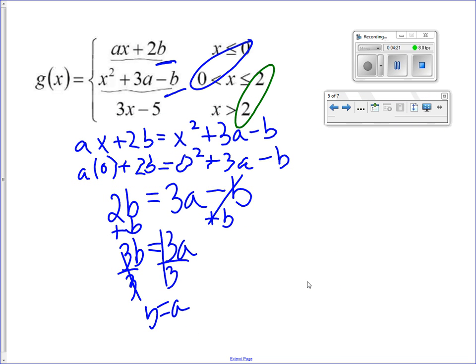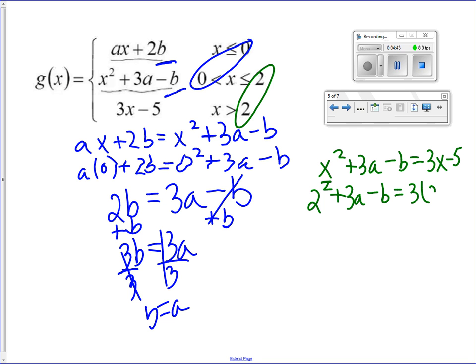Okay, so now we're going to check at 2. 2 is where the second and third branches meet. In order for this to be continuous, we need them to meet, which means we need them to be equal at the input 2. So we're setting those 2 branches together, and then we're going to substitute 2 in for x. And simplifying as much as possible.